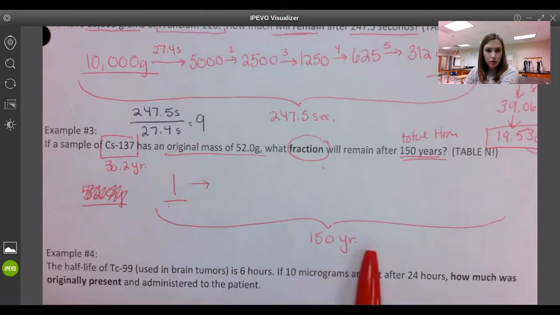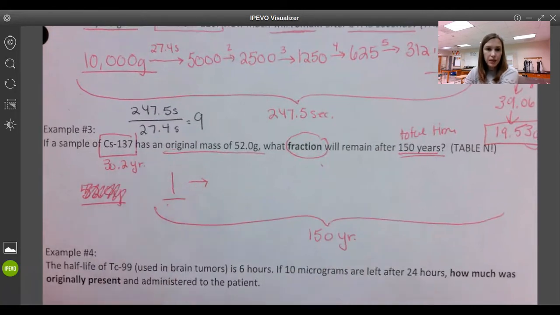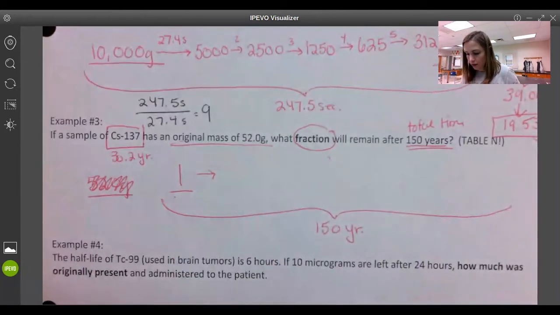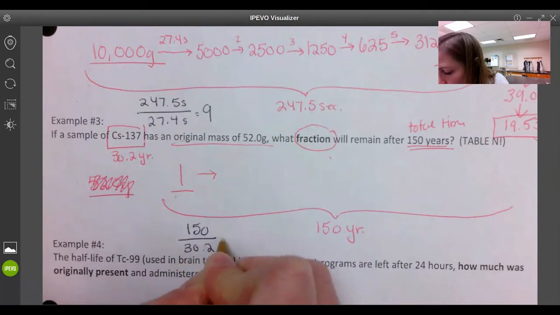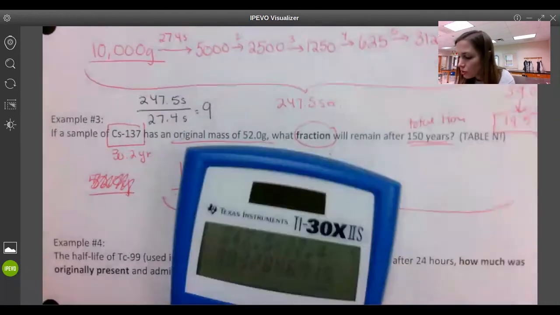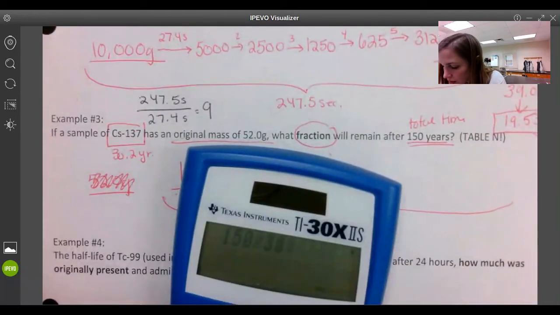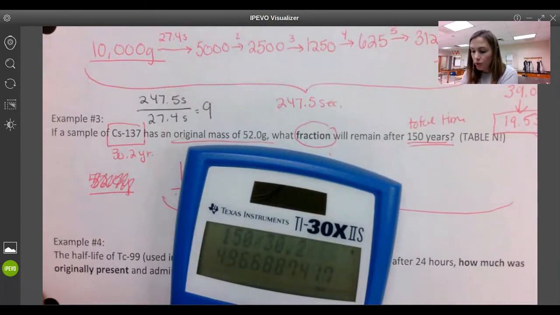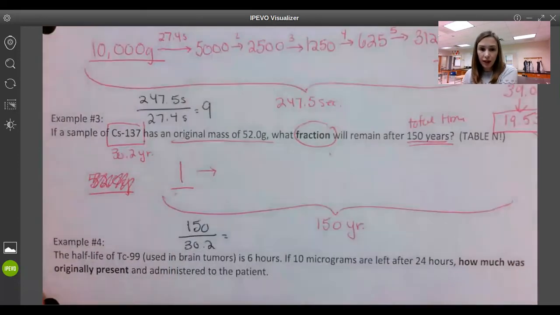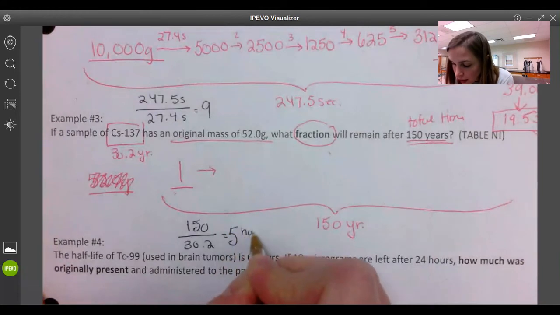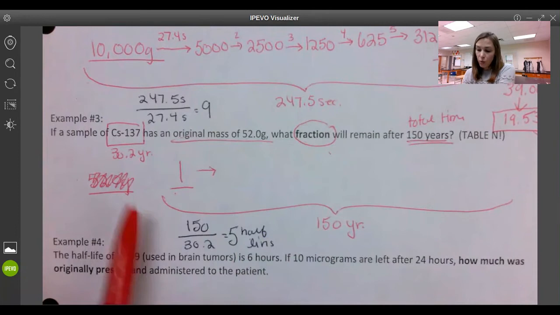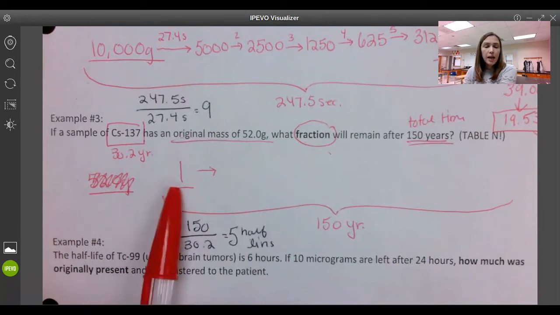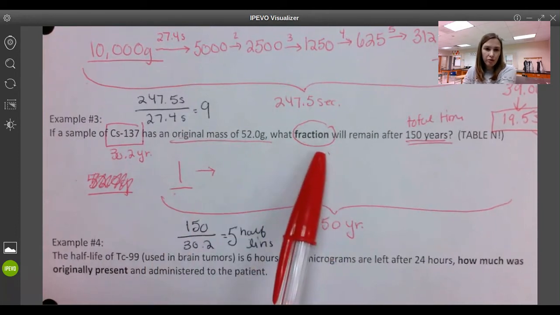So I'm going to take my total time and divide it by my half-life time to see how many half-lives I have. So I'm going to do 150 divided by 30.2. And again, we're going to go with the whole number it's closest to. A lot of times it will actually give you the whole number. So we're going to go with that being 5 half-lives. That means I'm going to cut this 1 in half 5 times. And again, I'm starting with the 1 because I want to know my fraction.